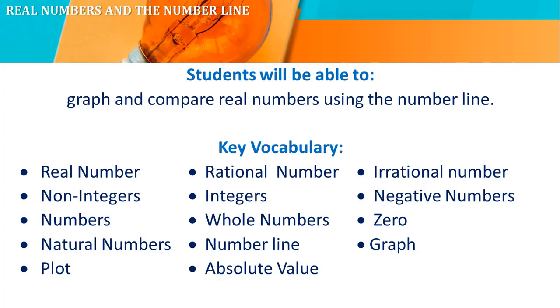So, ito yung key vocabulary na madalas makita sa real numbers and number lines. So, ito ay terms or terminologies. We have the real number, non-integers, numbers, natural numbers, plot, rational number, integer, whole numbers, number line, absolute value, irrational number, negative number, zero, and graph. So, ito yung kailangang hanapin nyo sa internet, yung mga meaning yan, yung key vocabularies na ito.